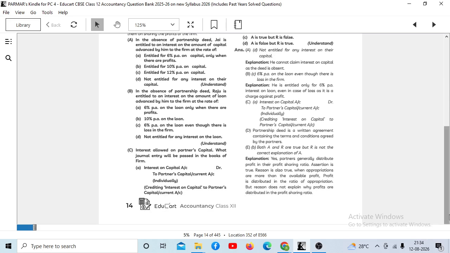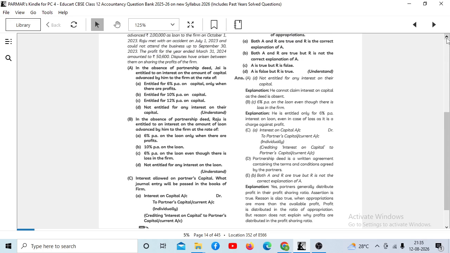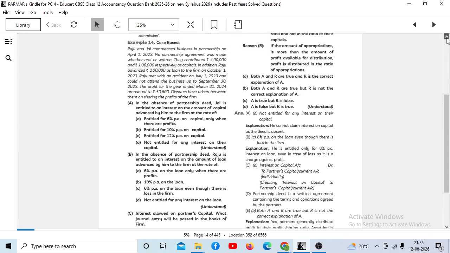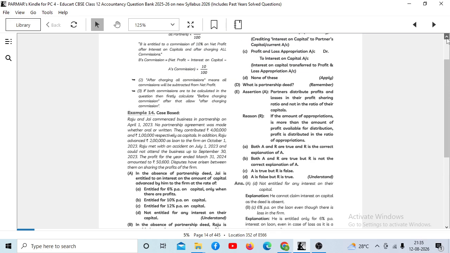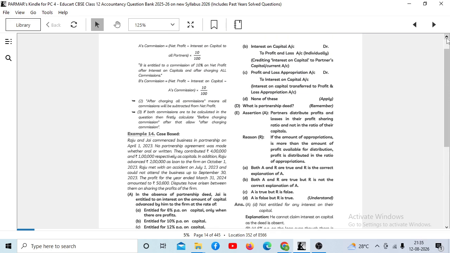Interest allowed on partners' capital, what journal entry will be passed in the books of the firm? The first entry is interest on capital account debit to partners' capital or current account. The second entry is interest on capital account debit to profit and loss account, and profit and loss appropriation account debit to interest on capital account, and none of these.